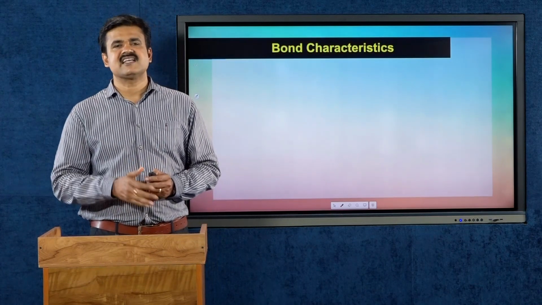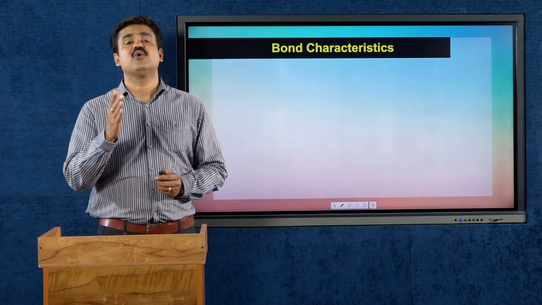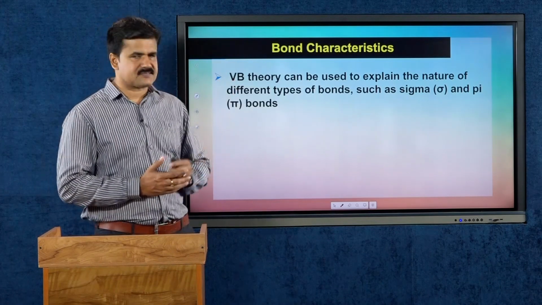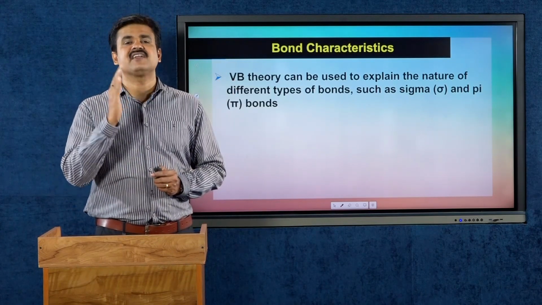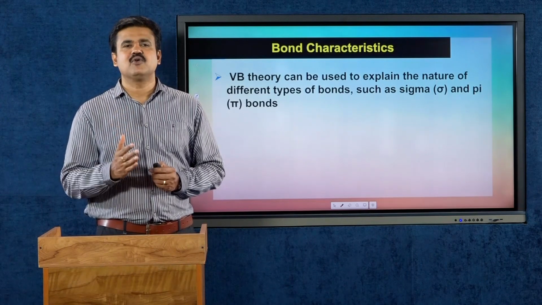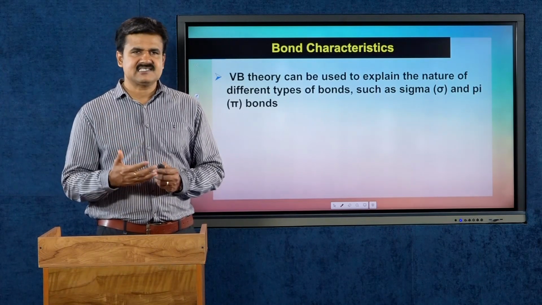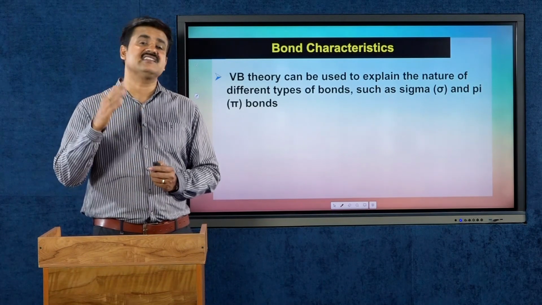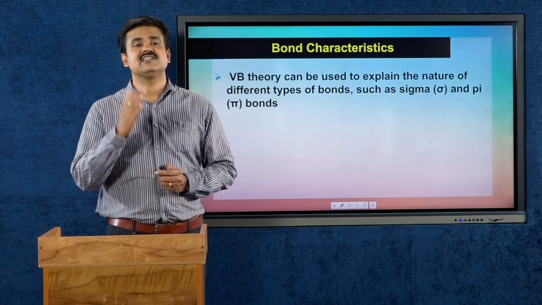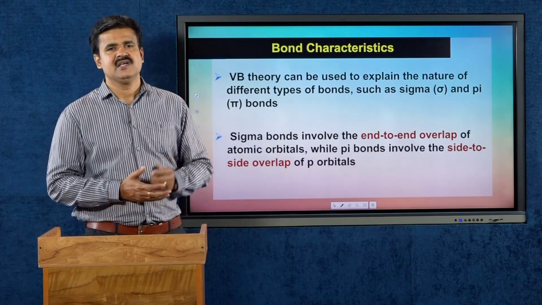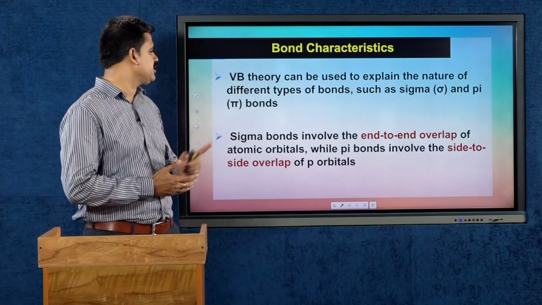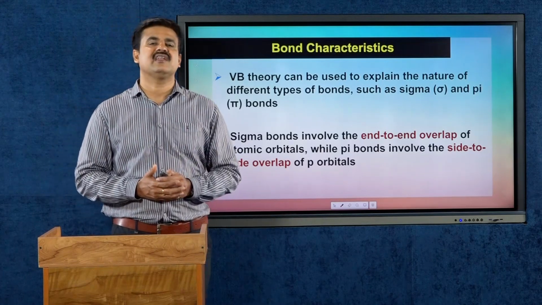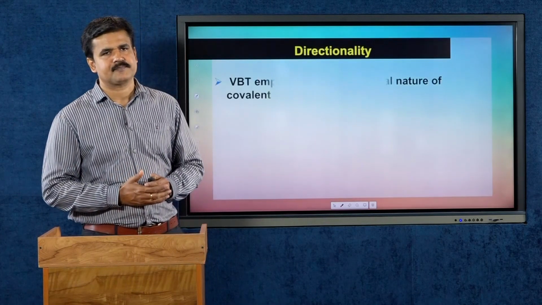Now we are discussing bond characteristics or bond features. The valence bond theory can be used to explain the nature of different types of bonds such as sigma bonds, pi bonds, etc. That is, we can explain the nature of sigma bonds as well as pi bonds and their characteristic features based on the principles of the valence bond theory. Sigma bonds involve end-to-end overlap of atomic orbitals, while pi bonds involve sidewise or lateral overlap of p orbitals.